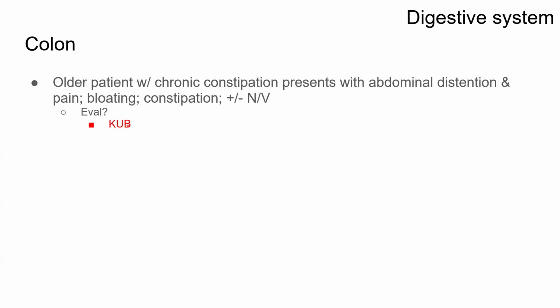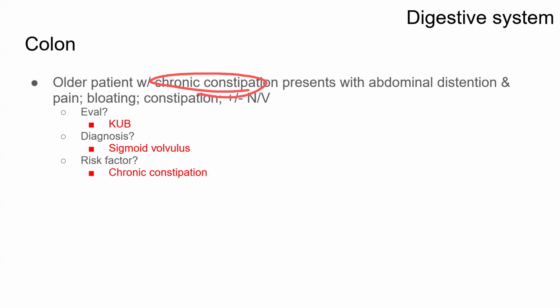You want to get a KUB or an abdominal X-ray. That is the same thing. KUB stands for kidneys, ureters, bladder, I think, but that's just an abdominal X-ray. The diagnosis in this case is sigmoid volvulus, and we'll see a picture of an abdominal X-ray of sigmoid volvulus. The risk factor associated with sigmoid volvulus is chronic constipation, which can predispose to it.